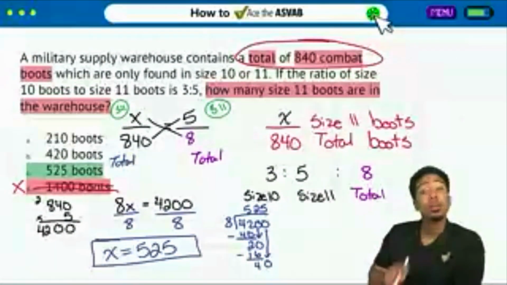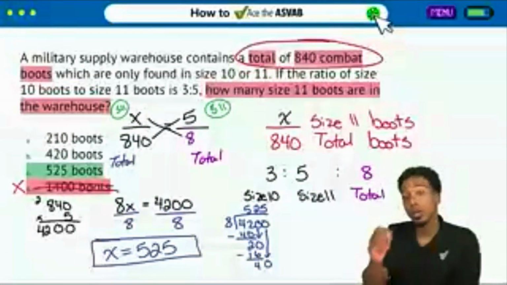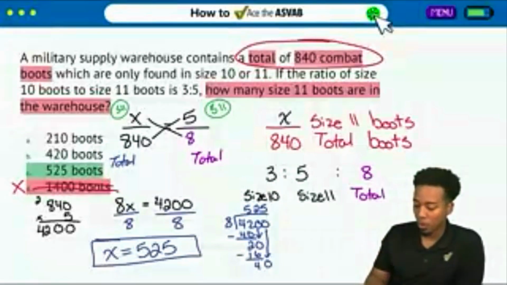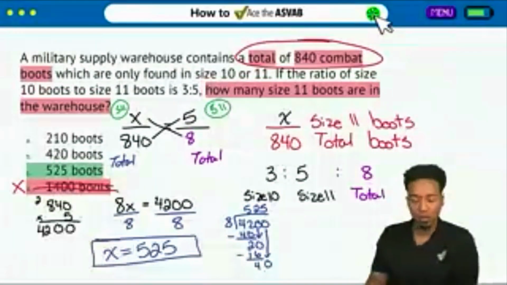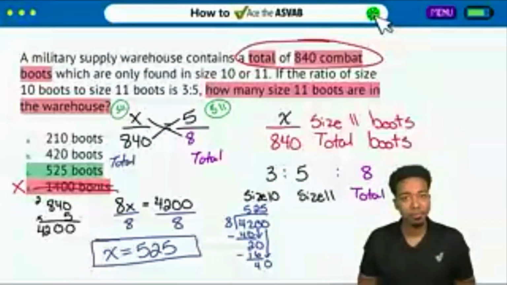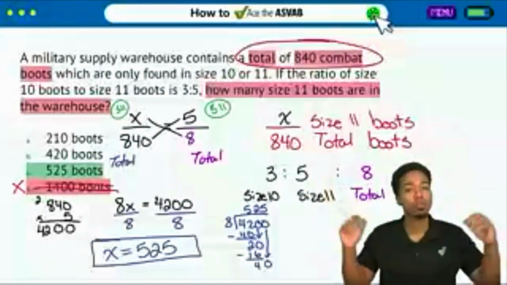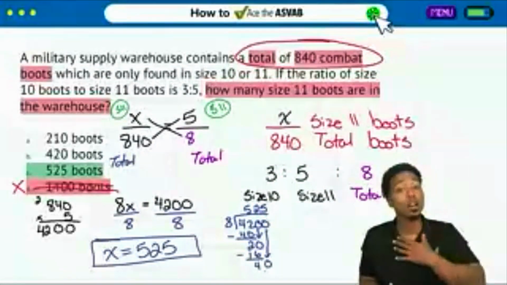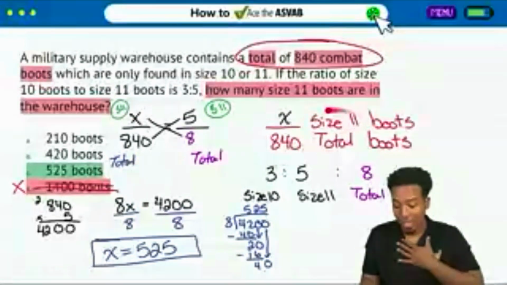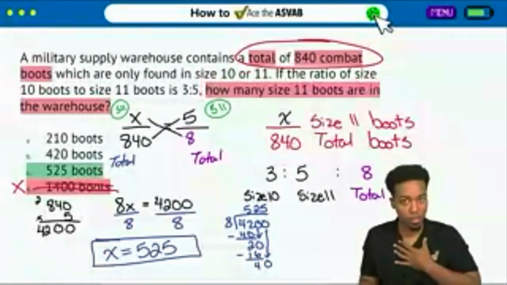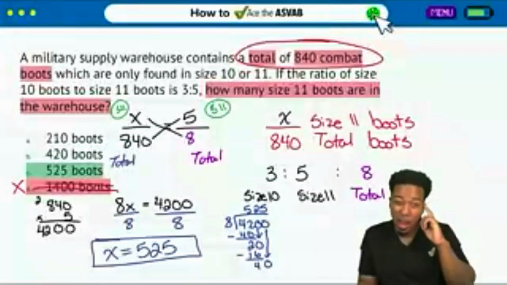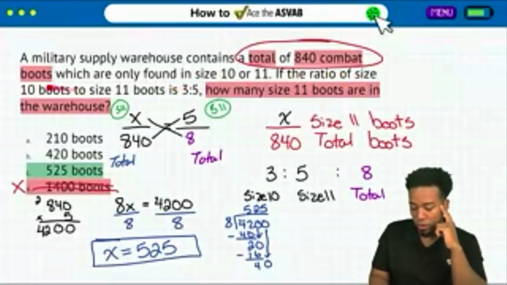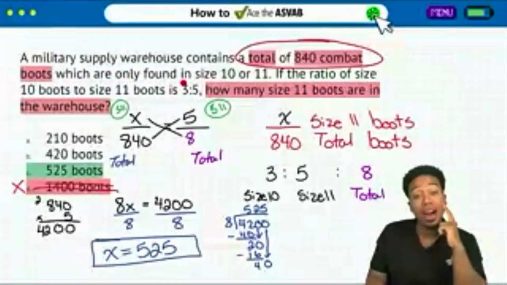Very briefly, what we had in this problem was we were given 2 different comparisons. The answer we were looking for was the number of size 11 boots. Okay, we want to know how many size 11 boots we have. They also gave us the total number of boots that we had available, 840. So first things first, we need to understand that this comparison is size 11 boots with the total number of boots. That should raise a little eyebrow on your face because they gave us the ratio right here. The ratio of size 10 to 11 boots is 3 to 5.